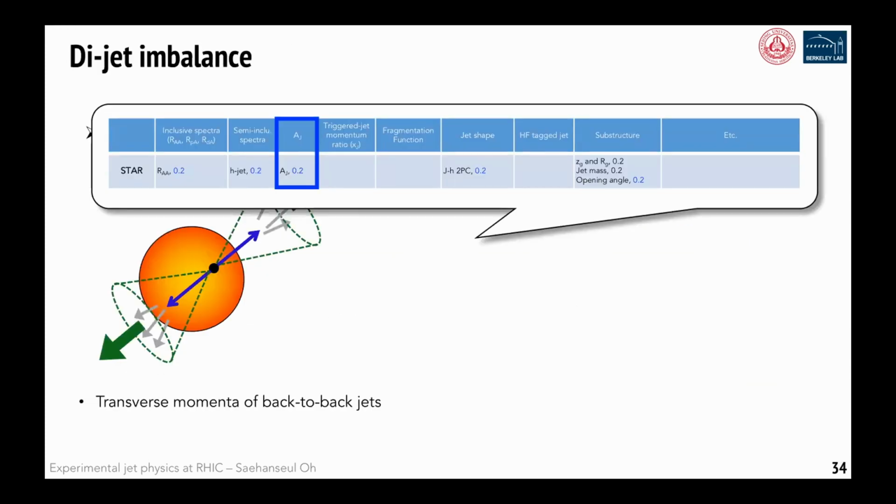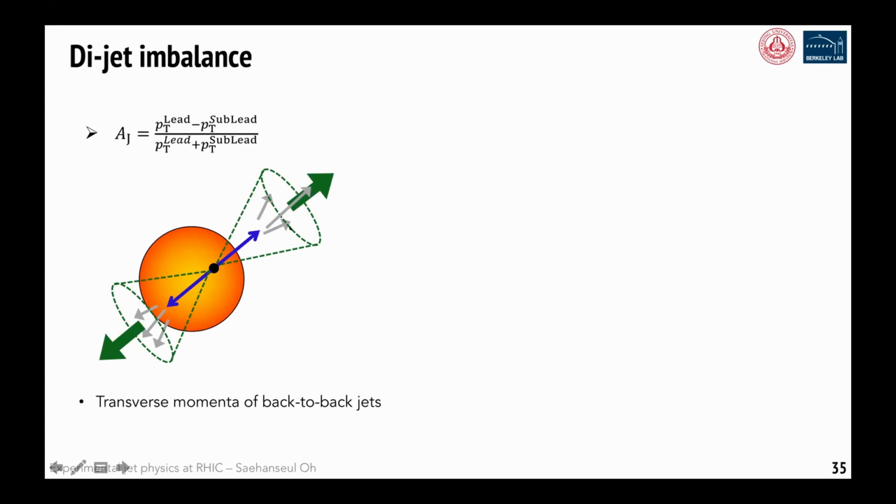And the third analysis, or third result, that I want to show is AJ, the dijet imbalance, which is in my third category. AJ is defined here. Jets are always back to back. So it is the leading jet pT minus the recoil subleading jet pT, over the sum of the two momenta. If they are the same, AJ should be 0. And if the pT of these two back-to-back jets are different, AJ has a value larger than 0.